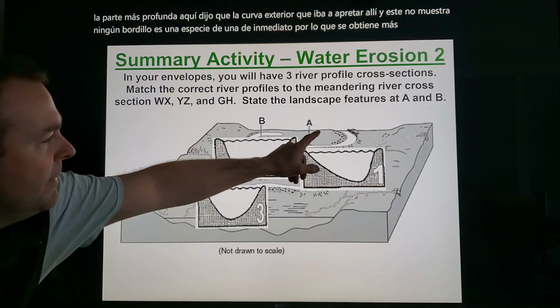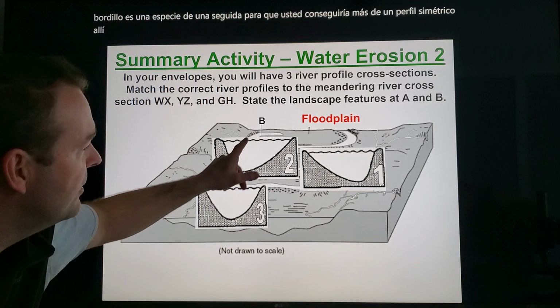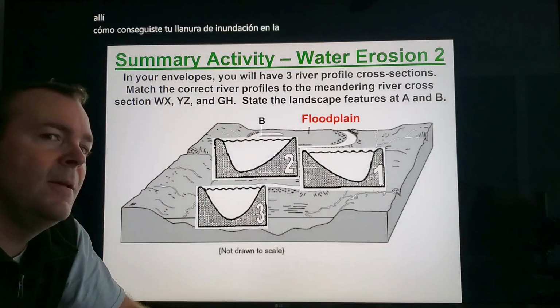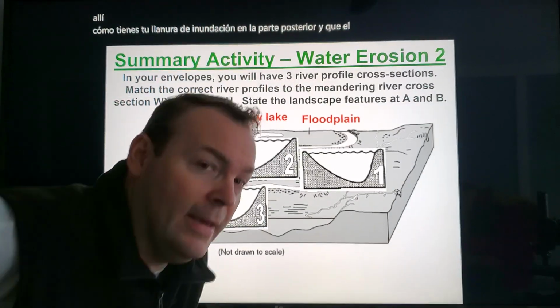All right. Label your two names, right? You've got your floodplain in the back and that cool-looking lake, that Oxbow Lake, forming from rivers that get old and cut their meanders off.